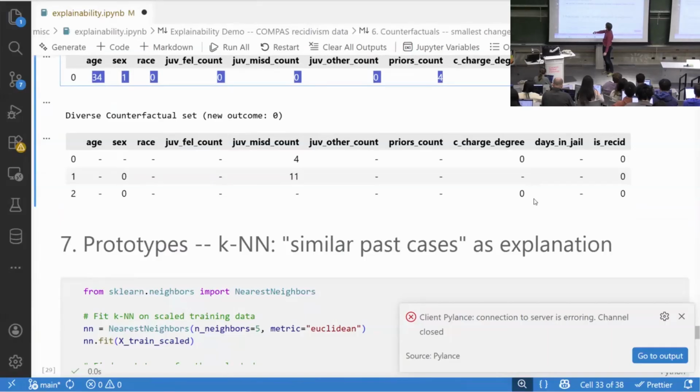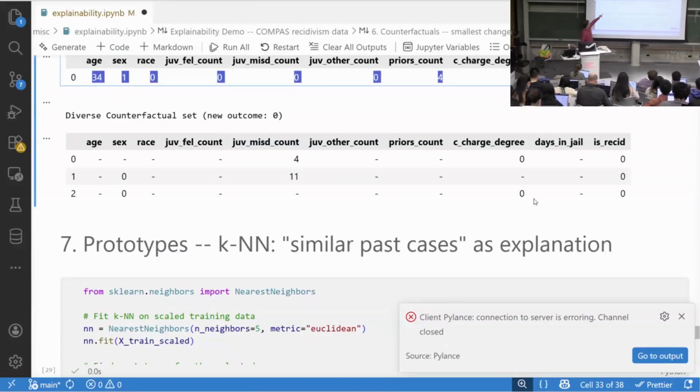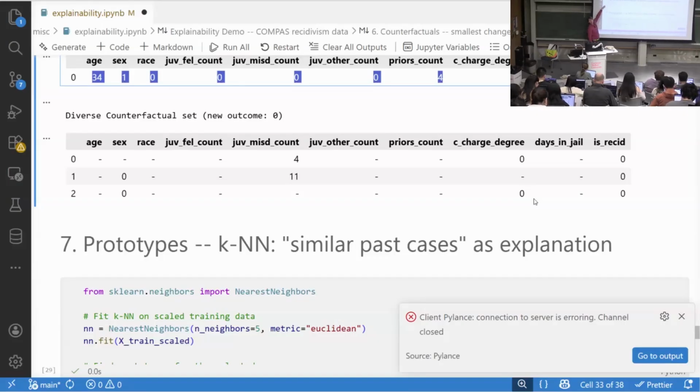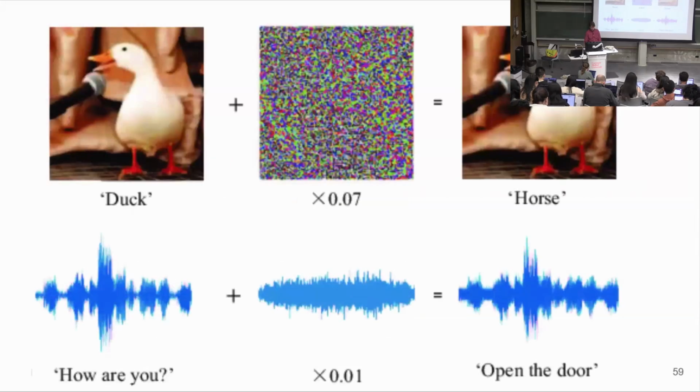So in this case, I think no recidivism. And it produces 3 of these alternatives. You can probably ask for more. You can also implement all of this yourself, but again, most of these things are readily available through libraries. Right? You, again, just follow the gradient or randomly sample in the neighborhood until you find something that you like.